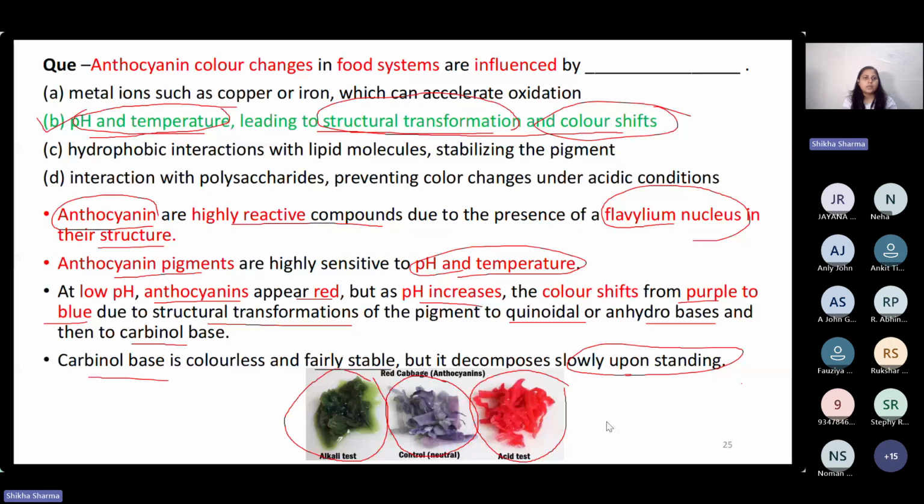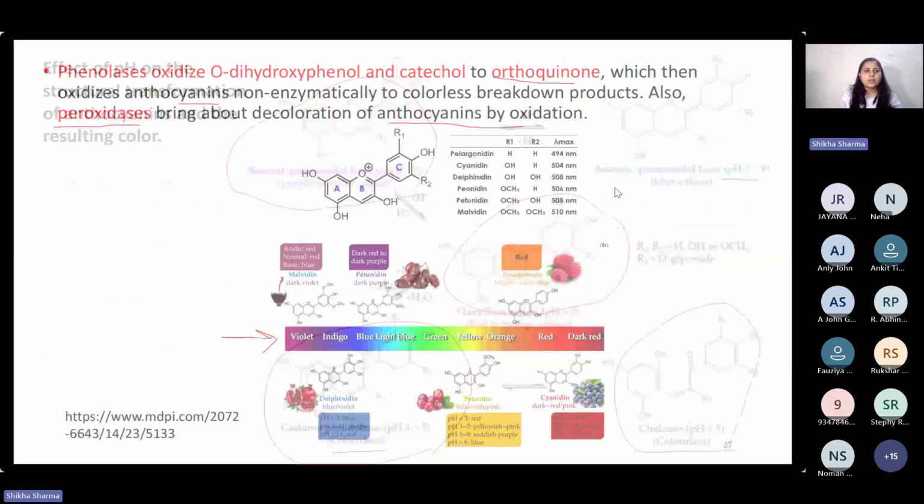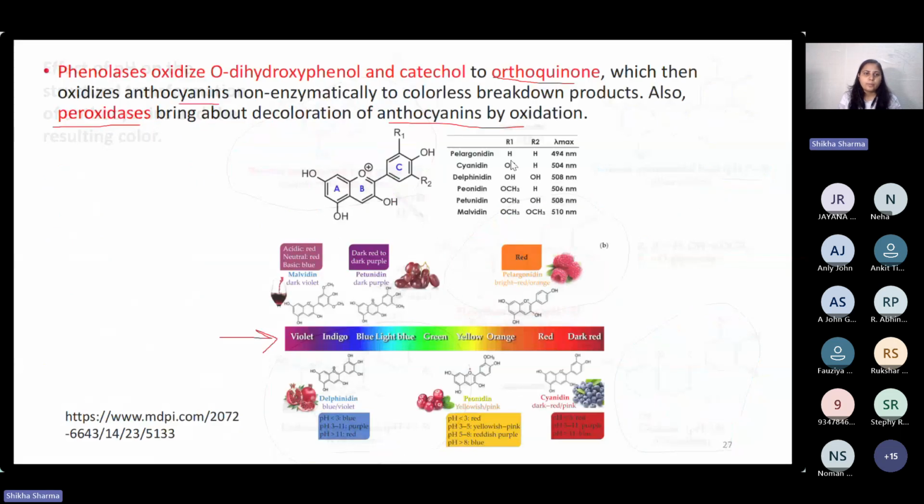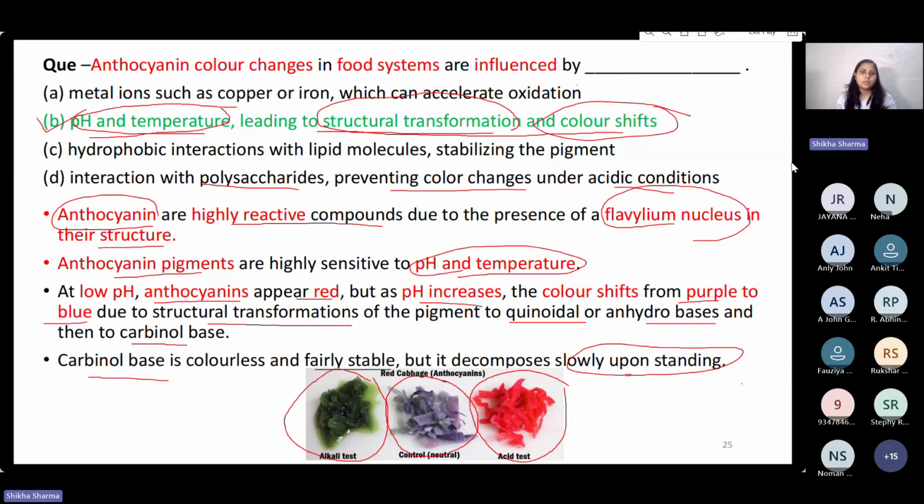So basically, interaction with polysaccharides preventing color change under acidic condition is not correct, because polysaccharides are not causing the pH shift. They just have a stabilizing effect with the help of non-specific binding, so there is not much effect on the color shifts. So the last one, option D, is not that important.